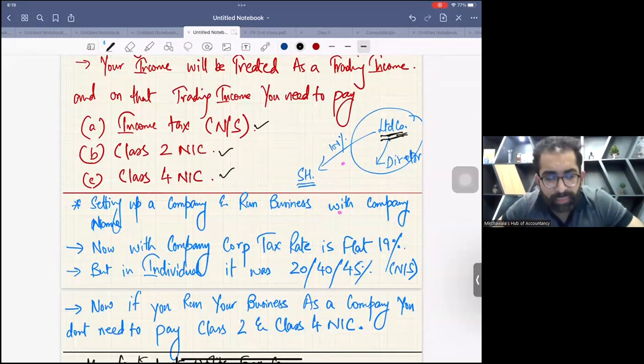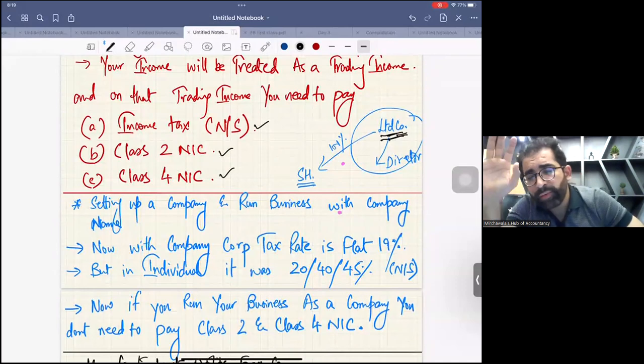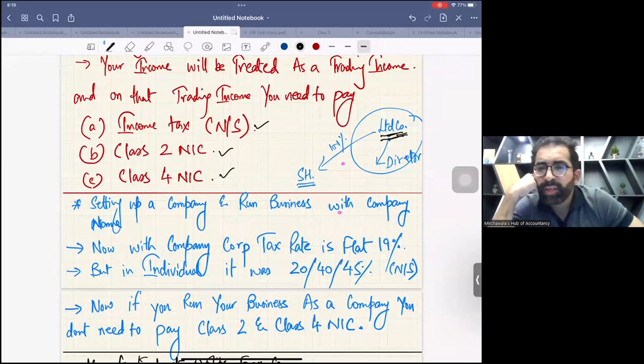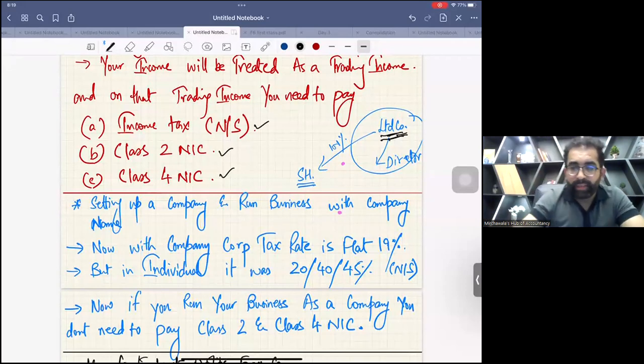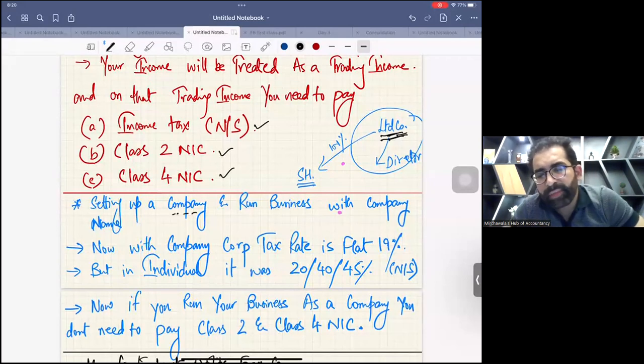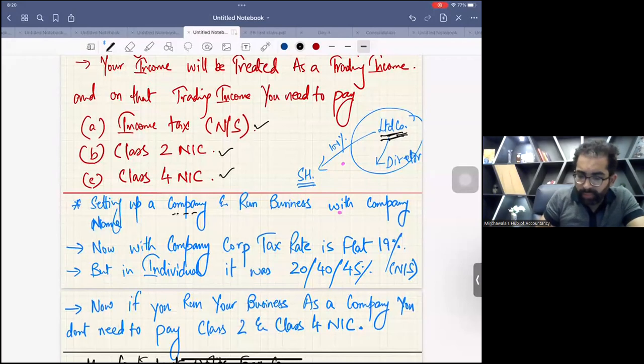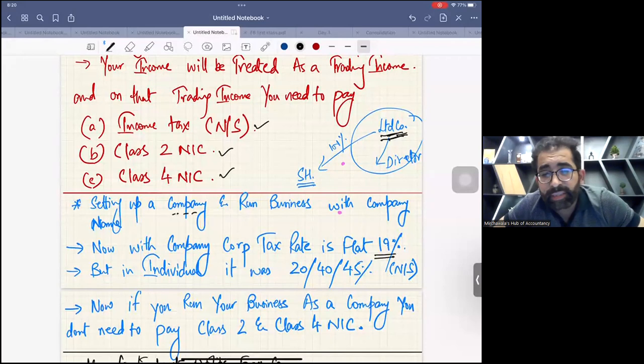You can start a limited company. And now this whole income will be treated as the limited company's income. So when you formulate your business, when you report your business as a limited company, you just have to pay 19% corporation tax. Remember, you set up a company and run the business in the company name. So this is the company's income. With a company, the corporation tax rate is 19%.